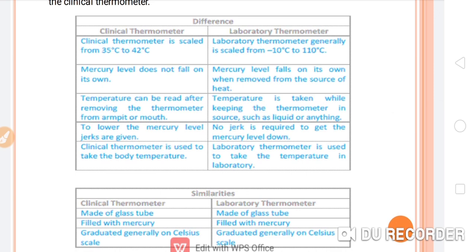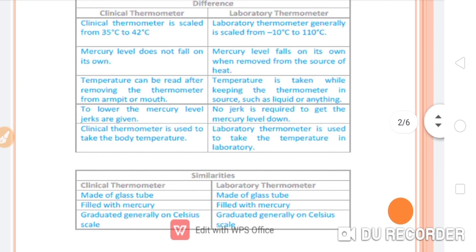Now next point, in the clinical thermometer, temperature can be read after removing the thermometer from the armpit or mouth. In the laboratory thermometer, temperature is taken while keeping the thermometer in the source, such as a liquid or anything. Next difference, in the clinical thermometer, to lower the mercury level, jerks are given. In the case of the laboratory thermometer, no jerk is required to get the mercury level down.